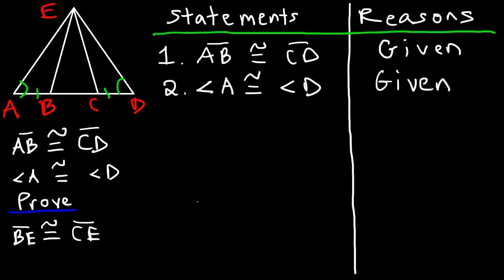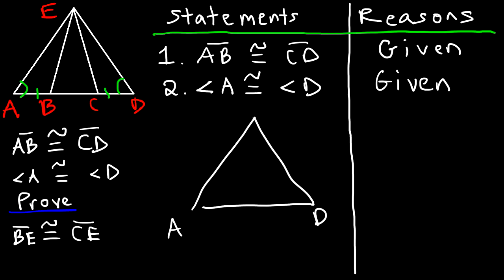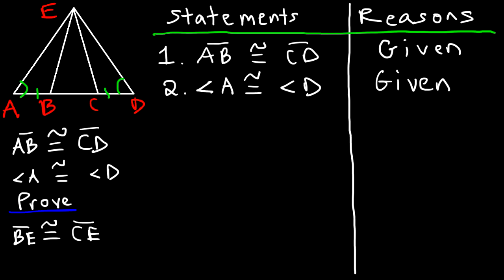Well, let's redraw the triangle, but we're only going to focus on the large triangle. That is triangle ADE. So, since angle A is equal to angle D, that means that the opposite sides are congruent. So ED has to be congruent to AE, according to the base angle theorem, or the angle side theorem. So AE is congruent to DE.